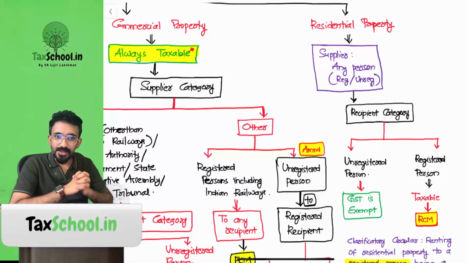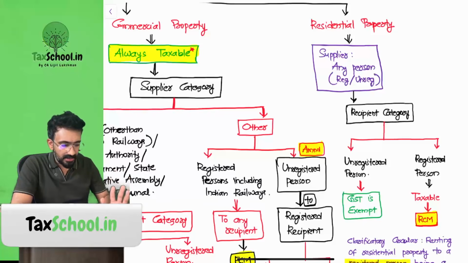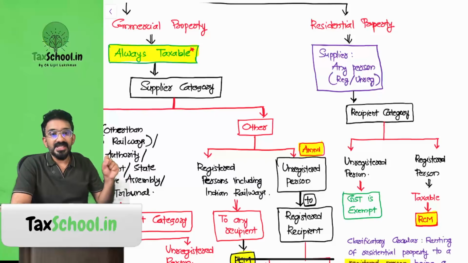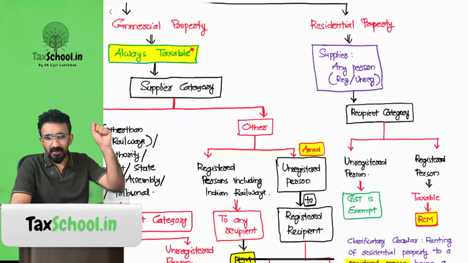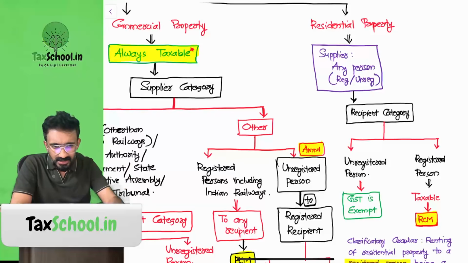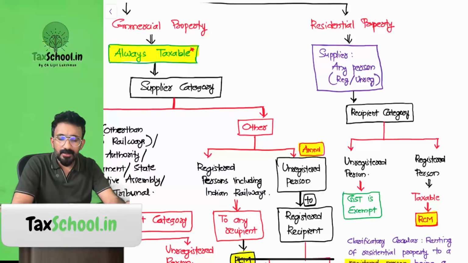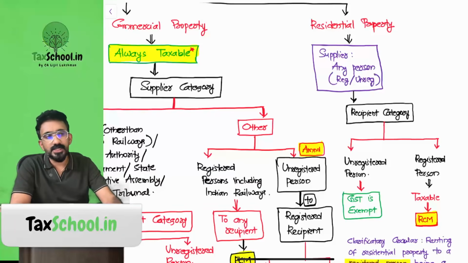Do I want to give exemption to that? They said no. So how do I make it? They said a residential property given by any person, registered or unregistered, if it is given to an unregistered person, GST is exempt. However, if it is given to a registered person, irrespective of supplier category, a residential property will be taxable under RCM. The next question.